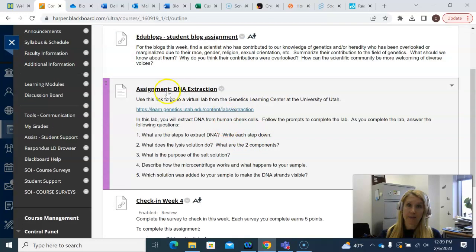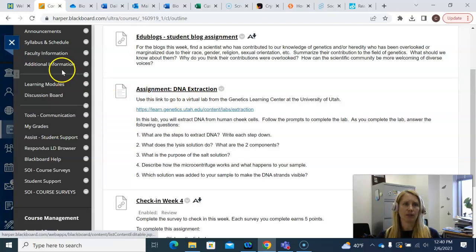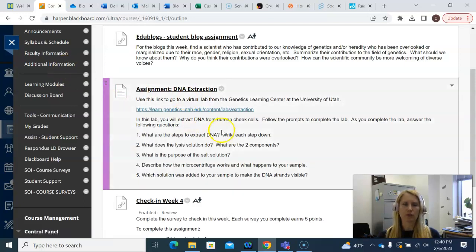For the activity this week, we're going to do something a little bit different. I'm going to have you do a virtual lab. This is from the Genetics Learning Center at the University of Utah, which has a fantastic website, by the way, with a lot of really great resources. I believe I have them posted under additional resources.